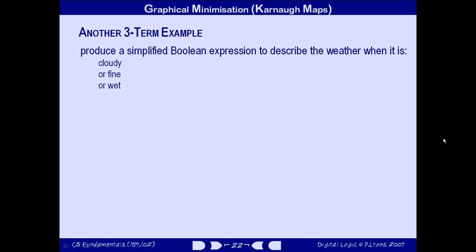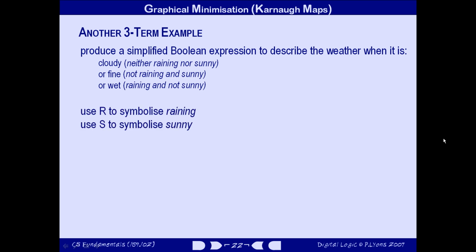Let's work on a more specific example. We'll produce a simplified Boolean expression for the state of the weather, when it is cloudy or fine or wet. Now, that in itself is trivial. We'd simply invent one Boolean variable for each condition and put them together with a couple of OR operators to produce a Boolean expression that reads much the same as the words on the screen. However, we are in this case constrained to describe each weather condition in terms of whether it's raining or whether it's sunny. So, when the weather's cloudy, it's neither raining nor sunny. When the weather's fine, it's not raining and it's sunny. And when the weather's wet, it's raining and not sunny. We're not allowing for sun showers here.